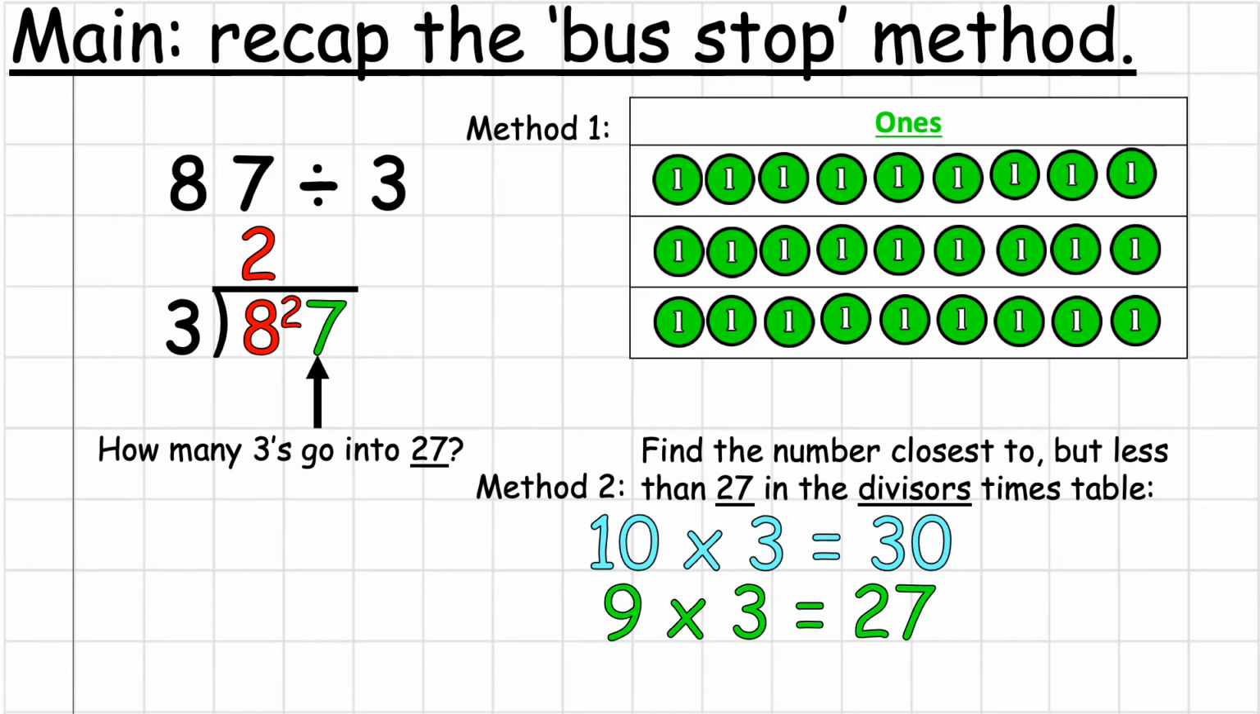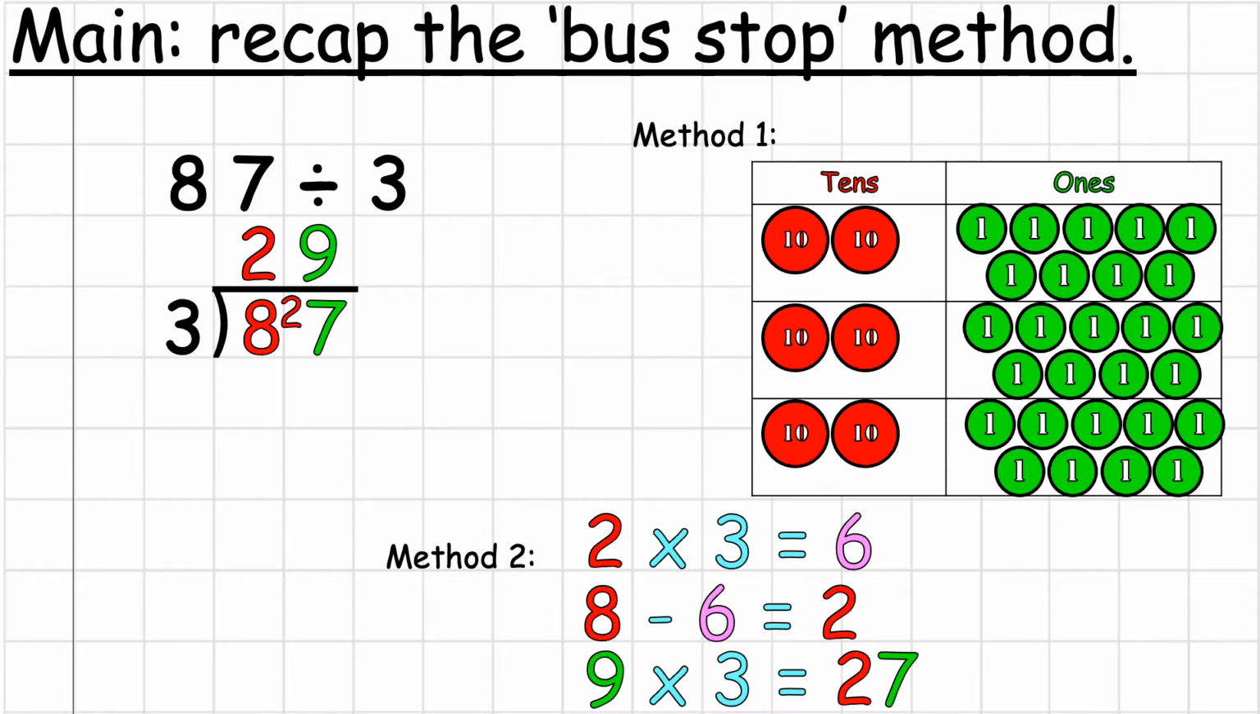And there is no remainder because 27 take away 27, just to prove it, is 0, which I'm sure you already know. So therefore, there are 29 3's in 87. And there we go, just to recap the 2 different methods.